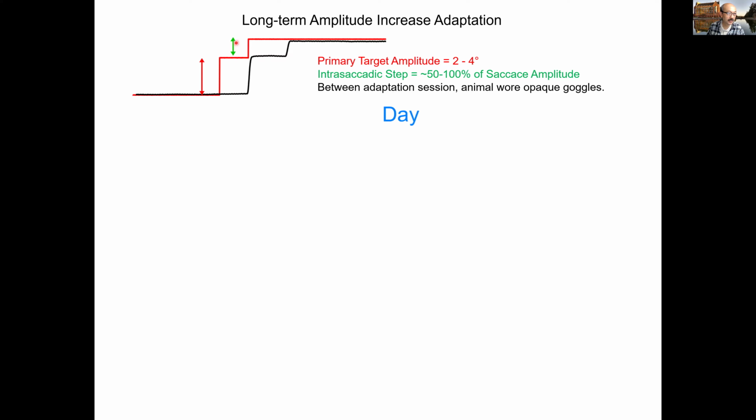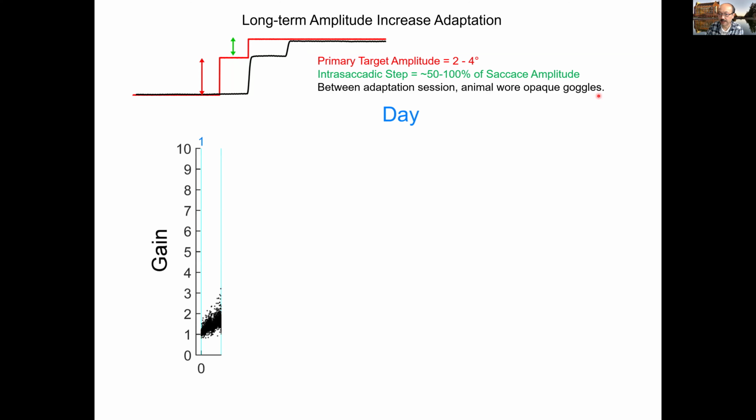The intra-saccadic step that we use is adjusted online during the experiment, and we estimate it from the saccade amplitude, aiming for about 50 to 100% of the saccade amplitude. In each session, the monkey will make about 2,000 to 3,000 saccades, depending on the day. Then the animal will return to its cage, and it will wear opaque goggles to minimize the visual feedback that can undo the adaptation.